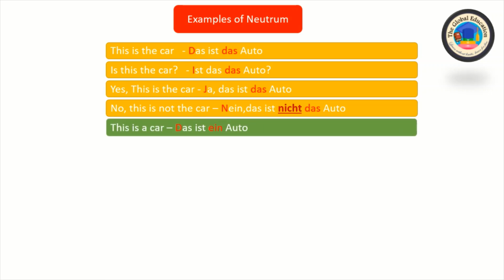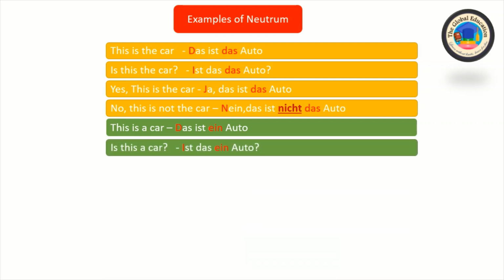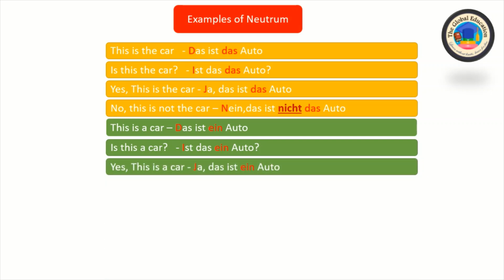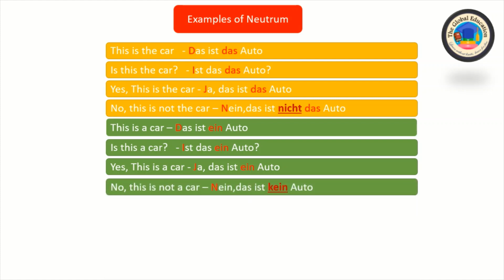This is a car. Das ist ein Auto. Is this a car? Ist das ein Auto? Yes, this is a car. Ja, das ist ein Auto. Like first we use the, and now second we use a. No, this is not a car. Nein, das ist kein Auto.